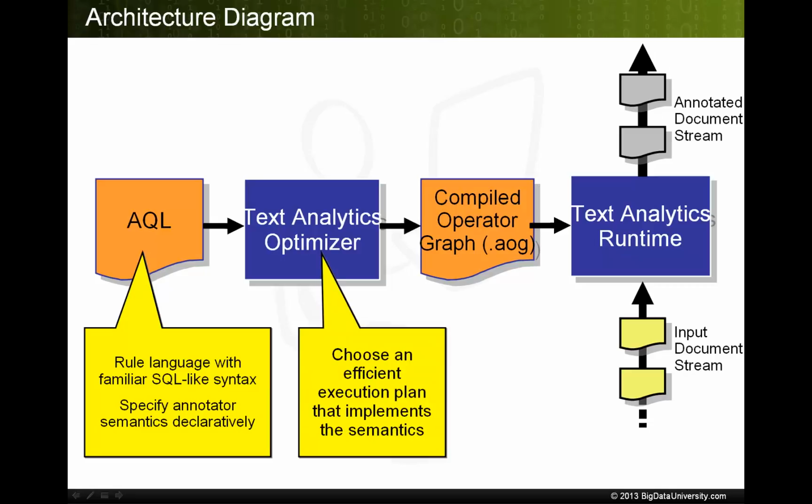The AQL program is next compiled by the Text Analytics Optimizer into an execution plan in the form of annotation operator graph file with suffix .aog. The optimizer is highly efficient and picks the best performing and optimized plan for execution. This .aog file, or compile plan, is an executable that can be incorporated into a runtime environment to handle either streaming data with InfoSphere Streams or data at rest with InfoSphere BigInsights.